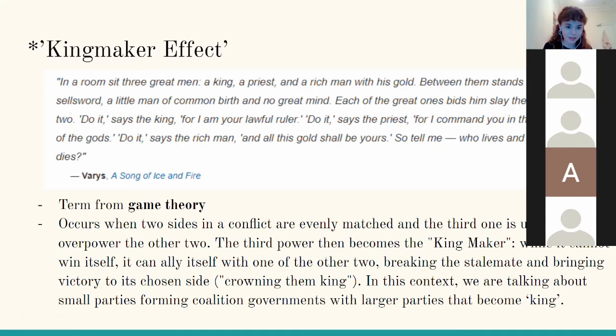So they can't win themselves. They can't become a majority or something in this context, but they can ally themselves with one of the other two and decide who wins the conflict by breaking the stalemate. So in this context, again, we're talking about small parties forming coalition governments with larger parties that become kingmakers.